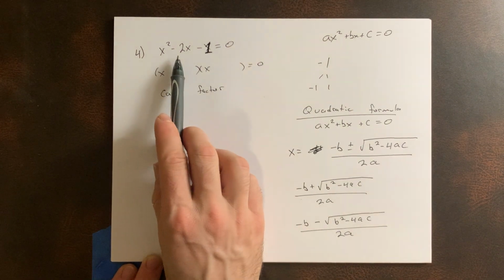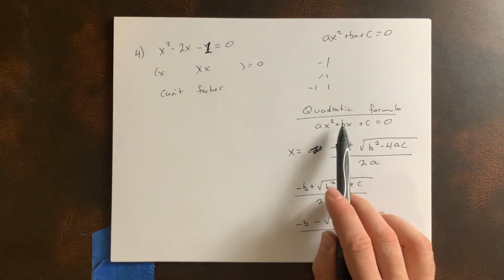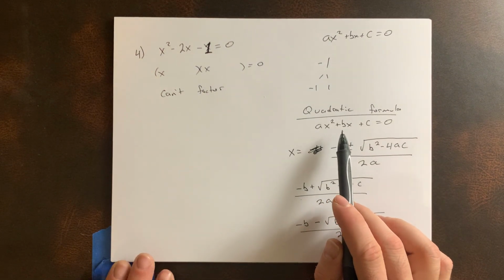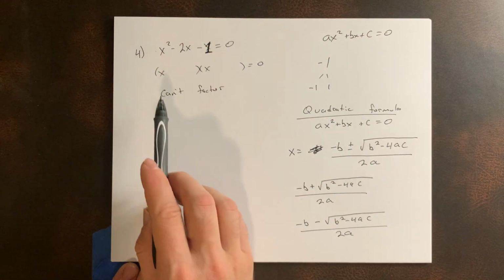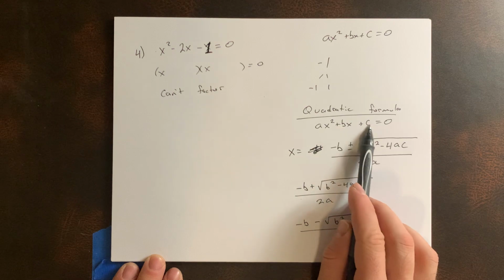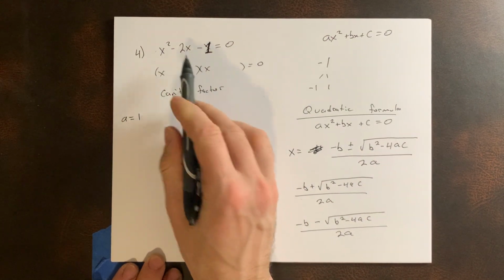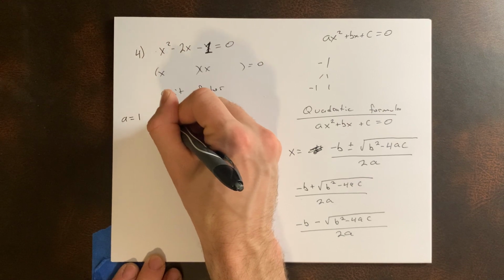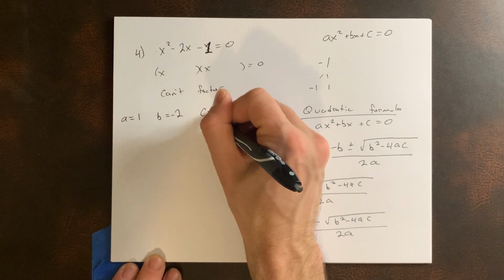So to continue for this problem, we're going to want to use the quadratic formula now, because like we said before, we use the quadratic formula when we're not able to factor. We can't factor this, so now we have to use the quadratic formula. First of all, what is our a, our b, and our c? Well, our a is 1, our b is minus 2, and our c is minus 1.